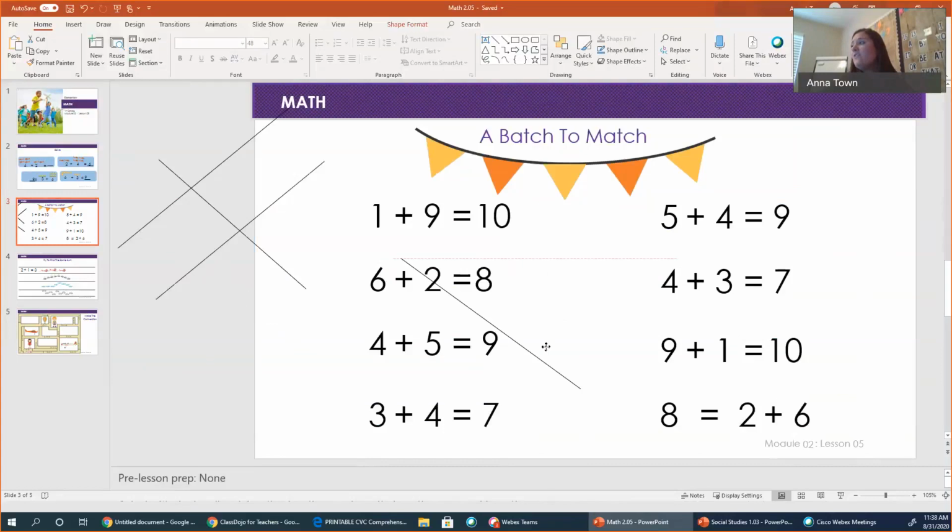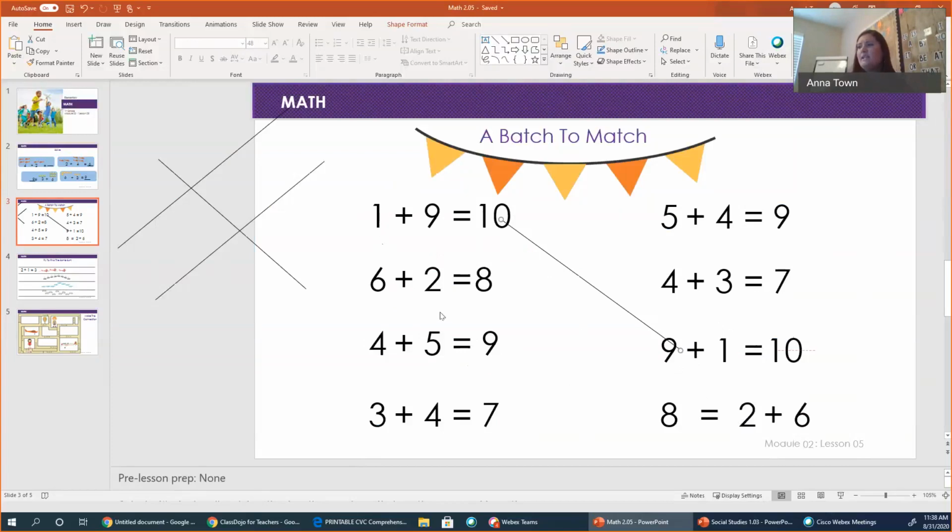Yes, hopefully you got 1 plus 9 equals 10, and hopefully the matching equation you got was 9 plus 1 equals 10. All we did was change the order of our addends. From here it was 1 plus 9, and then we wrote it as 9 plus 1. The sum remained the same. Our addends were the same, just in a different order.